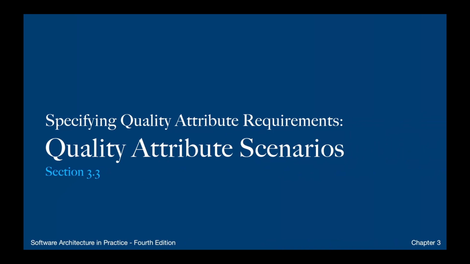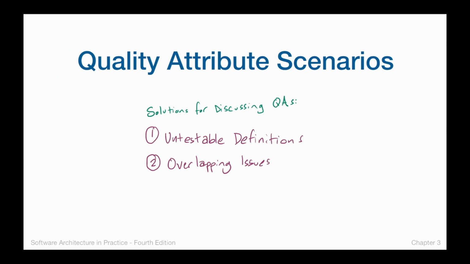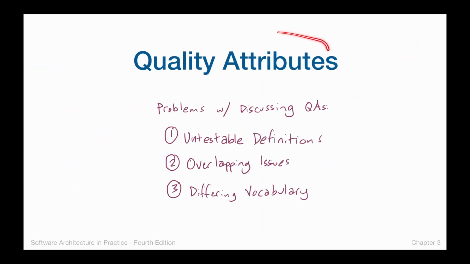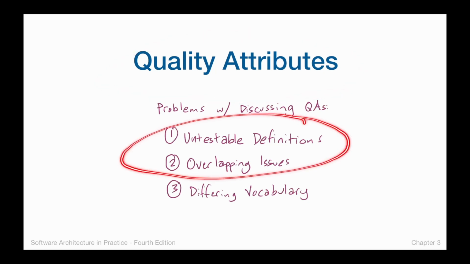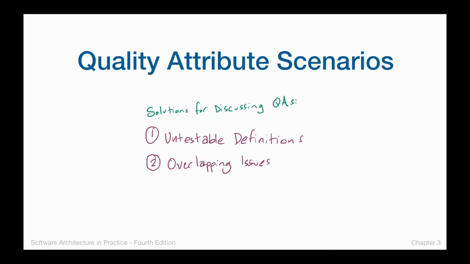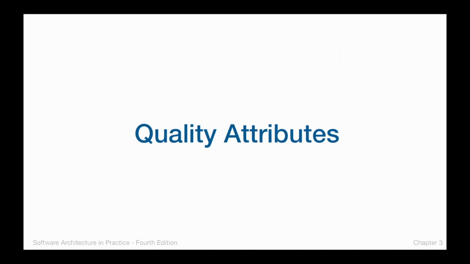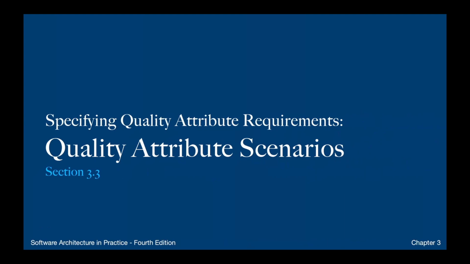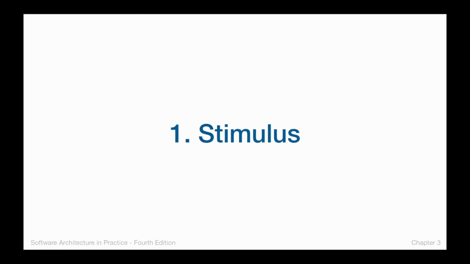All right, so we talked about those solutions for these problems with discussing the quality attributes, and we're going to focus on the solution for these first two for a little bit here, which we said were scenarios. Okay, so this section is all about defining the parts of scenarios. Quality attribute scenarios, so that solves our untestable definitions and our overlapping issues. And these usually include the attributes that describe some property of the system at runtime, like availability, performance, usability, those types of things. So when we are talking about the scenarios, we have 6 different parts.